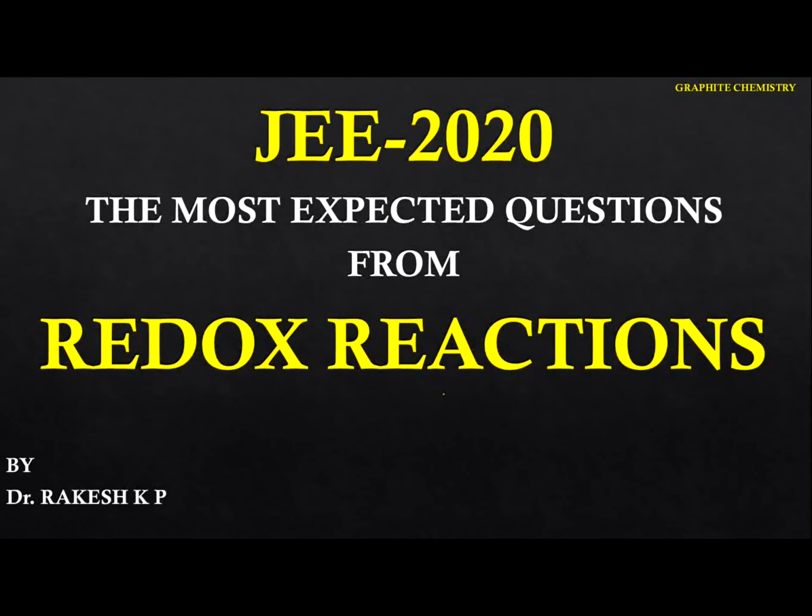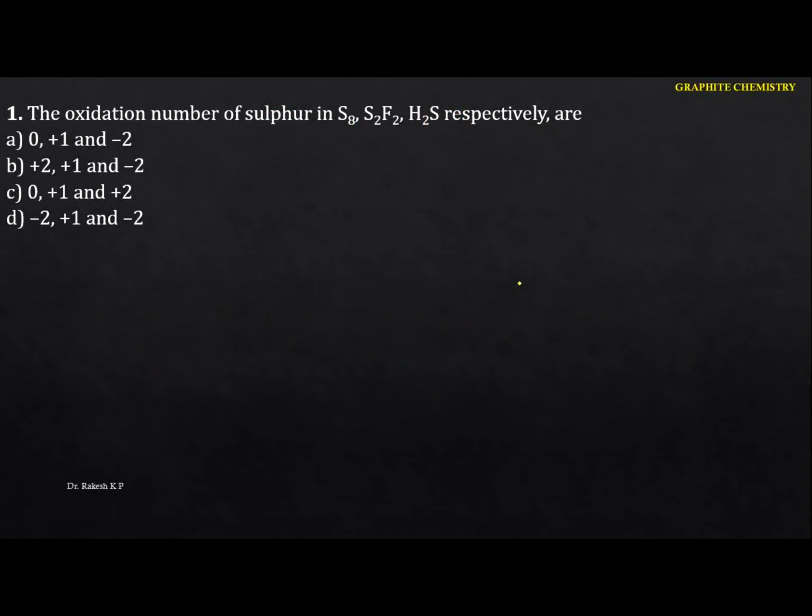Hello student. In this video, I am going to solve the most expected questions in JEE 2020 from the chapter redox reaction. Let me solve the questions one by one. See the first one here. The oxidation numbers of sulfur in S2F2 and H2S, that is hydrogen sulfide, respectively are. Okay, just identify this one.